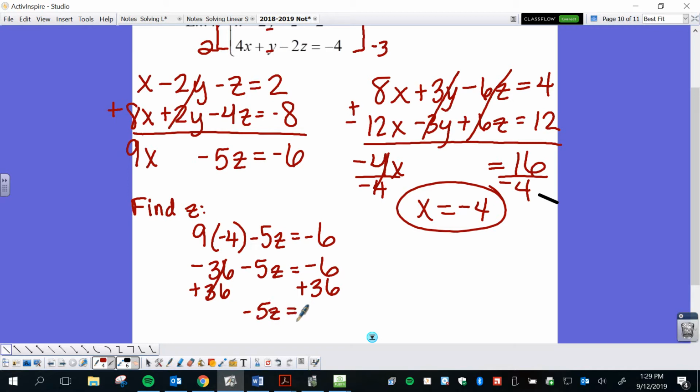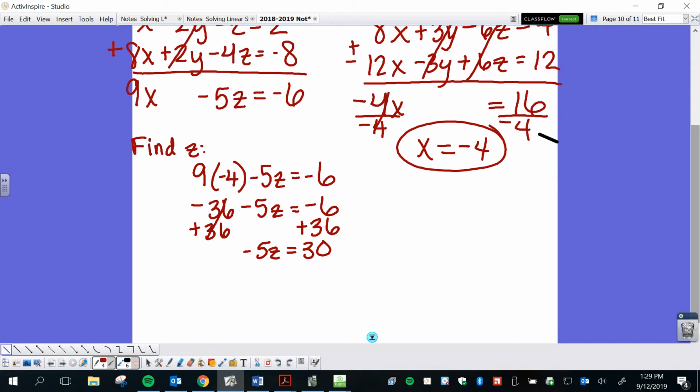6 plus 36 is 30. So what's Z? -6. Be really careful with the positives and negatives. If I put 6 there, is that the same thing? No, it's the exact complete opposite, right? Okay. All right. Get Y. Plug it in, get Y. We got -4 for X. We got -6 for Z.